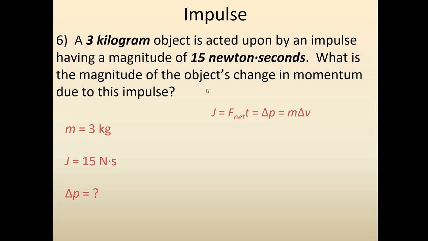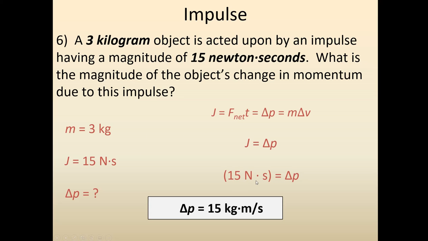Again, we look at the full equation. I'm going to write the full equation, but from now on, you don't have to. Just look at the full equation on the reference table and pick the two. They give me J and want delta P, so these are the two I'm going to set equal to each other. I'm going to ignore the F net t and the m delta v. They tell us that J is 15 newton seconds, so the change in momentum is 15 kilogram meters per second. Again, impulse is a change in momentum.